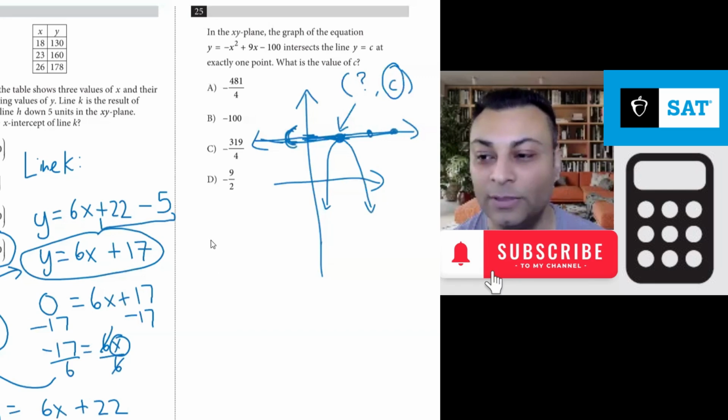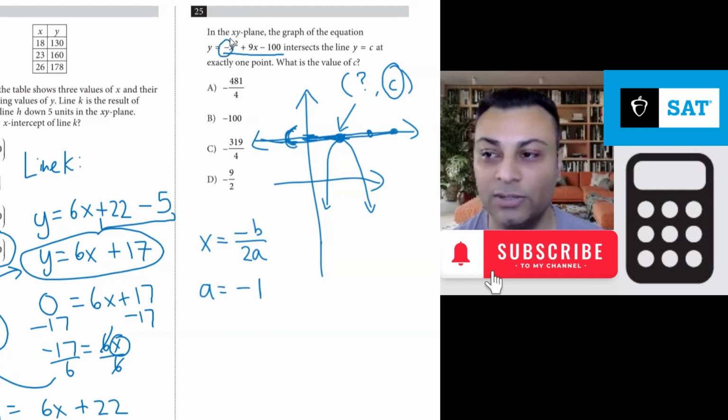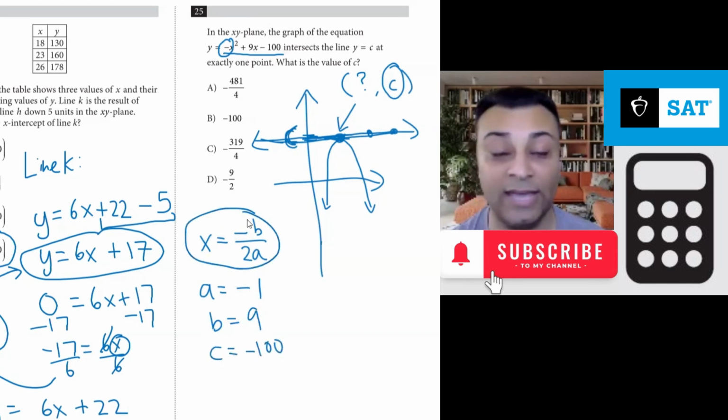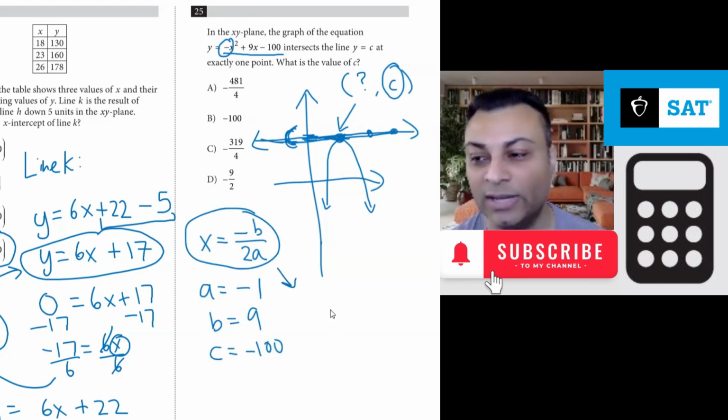If you recall, the way you find the vertex is x equals -b over 2a. That's the x coordinate of the vertex. In this particular case, if you look at this equation, the a is -1 right there next to the x squared, the b is +9, and the c is -100. We don't use that in this formula. We just need the a and the b. So let's go ahead and do that.